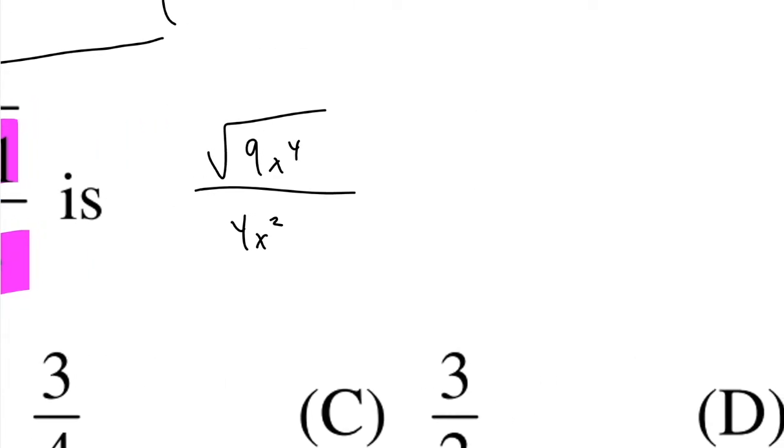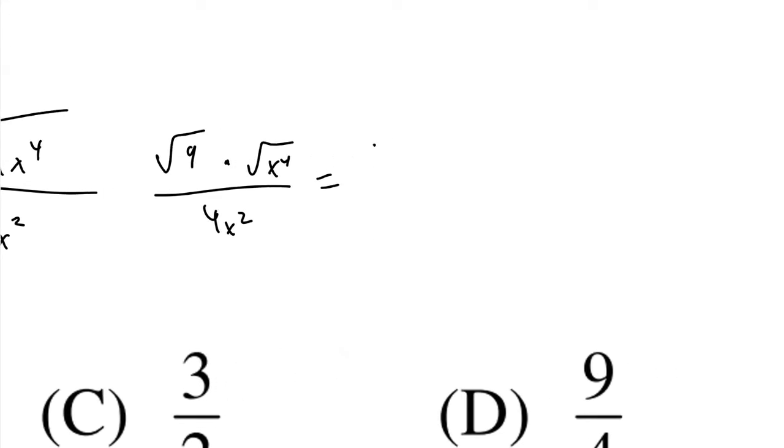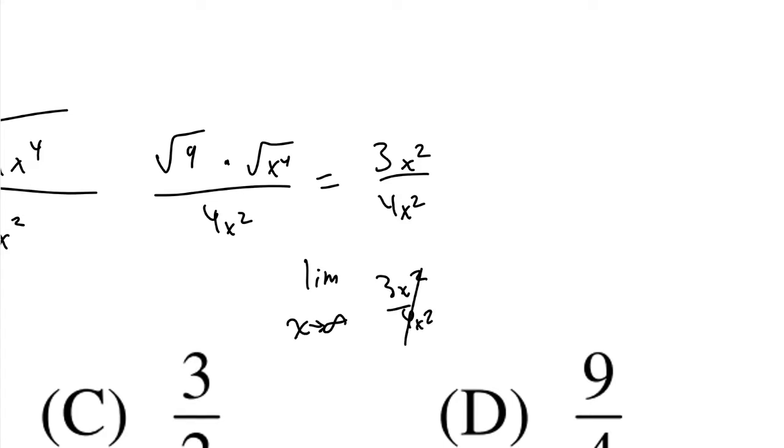We can actually simplify this radical now. This can be seen as radical 9 times radical x to the fourth over 4x squared. And that's just going to equal, radical 9 is 3, and then radical x to the fourth: x squared times x squared is x to the fourth. So x squared over 4x squared. Now we have the limit as x approaches infinity of 3x squared over 4x squared. You can cancel out the x squareds to get 3 over 4. And that is the final answer.